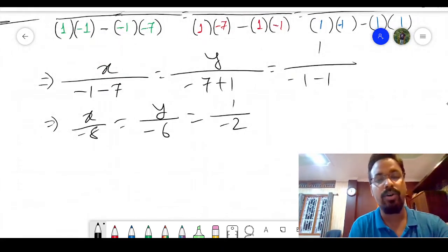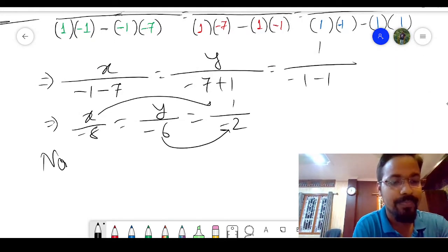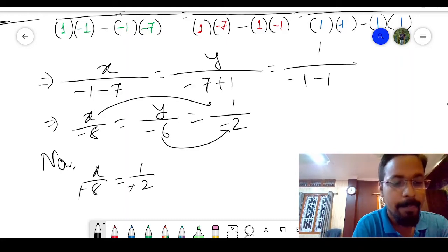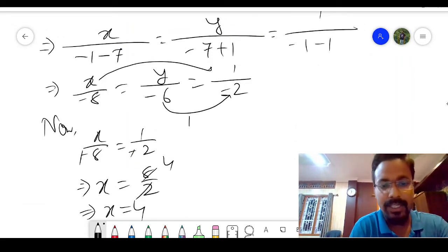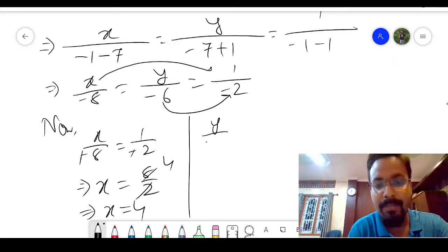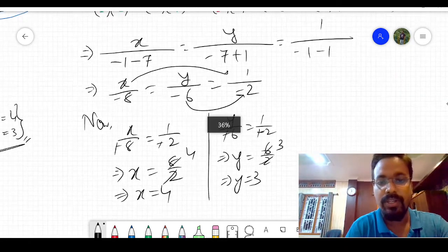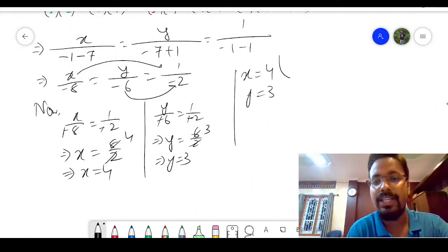Okay, now since all the three are equal, we will equate x with this and then y with this. So now x by minus 8 is equal to 1 by minus 2, minus will cancel. We have x equal to 8 by 2, side change, and x equal to 4, done. Now we will equate y by minus 6 with 1 by minus 2, minus will cancel, y becomes 6 by 2, 3, so y is equal to 3. So therefore we get our answer, that is x equal to 4, y equal to 3, just like in the previous cases.